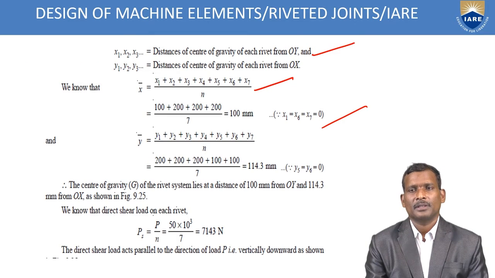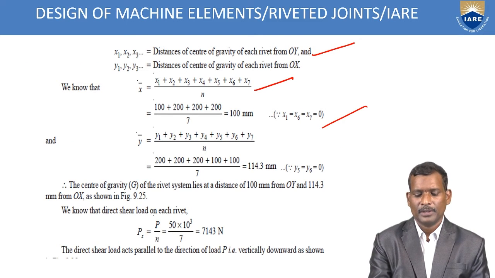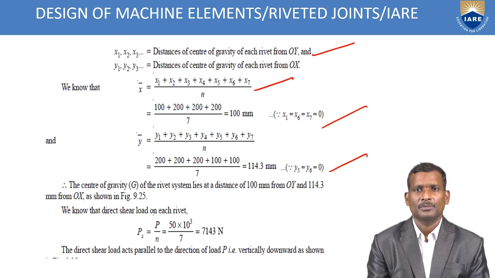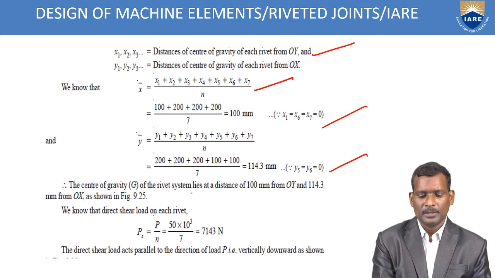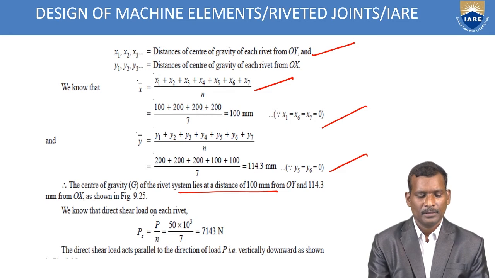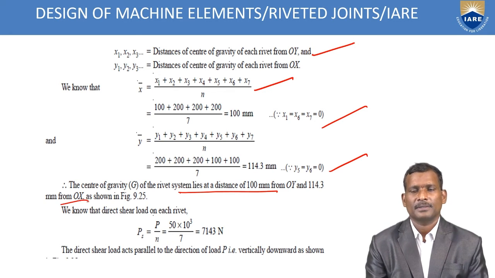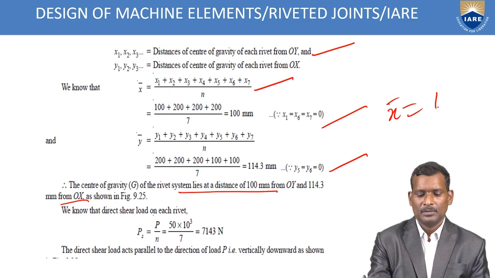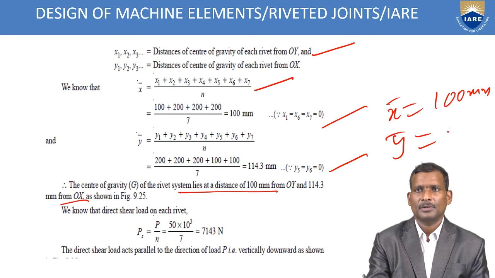Similarly, calculate y bar. Here y5 and y6 are equal to 0. So the center of gravity of the rivet system lies at a distance of 100 mm from YY, and the y bar distance is 114.3 mm from OX. So x bar is equal to 100 mm, y bar is equal to 114.3 mm.